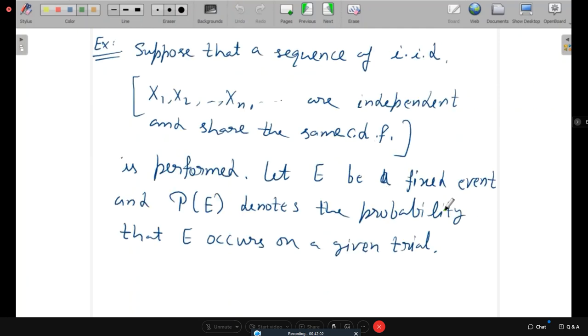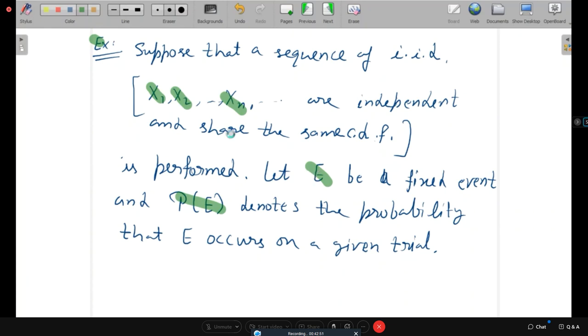Now, let's work out this problem. Suppose that a sequence of IID trials is performed. Let E be a fixed event, and let probability of E denote the probability that E occurs on a given trial. We need to specify this, and only then can we work, because we are now doing an example, we are not developing a theory. So we are taking all of them as indicator random variables, which will notice whether E occurs or does not occur.